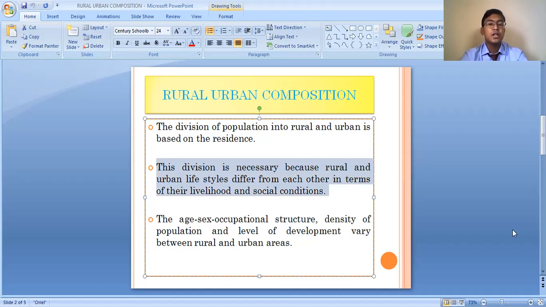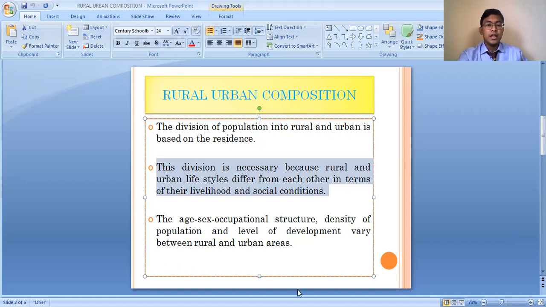So we need to study in detail the characteristics of the rural and the urban population, because the people living in the rural areas and the urban areas differ in their lifestyle. This is why we need to study in detail the rural-urban composition of population, which will provide us information about the livelihood and the social conditions of the people living in these two different areas, that is the rural and the urban areas.